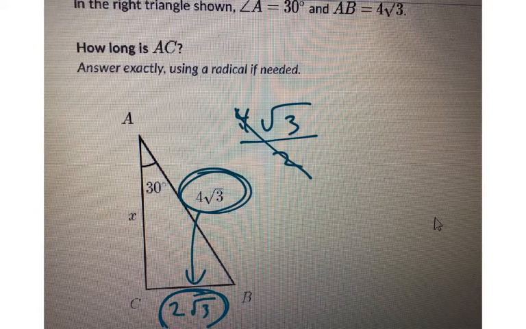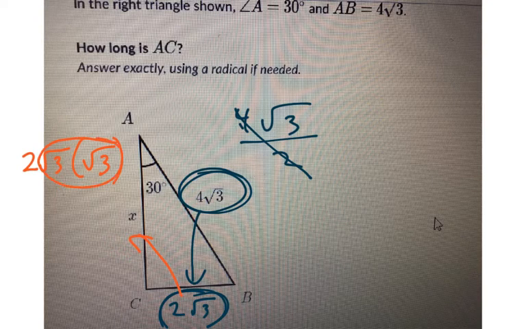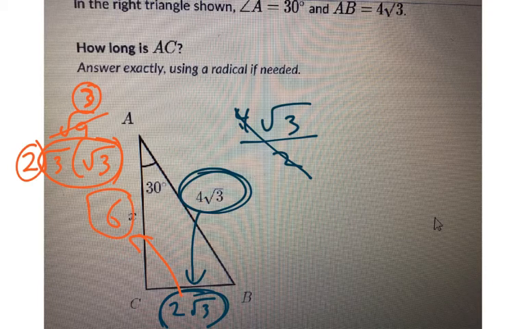So now, can we find the medium side? Is the medium side going to be the short side times the square root of 3? And what's square root 3 times square root 3? Square root 9, which is 3. And 2 times 3 means this side is 6. So that, again, was one of the tougher ones. But guys, you have to practice them to get good at them.